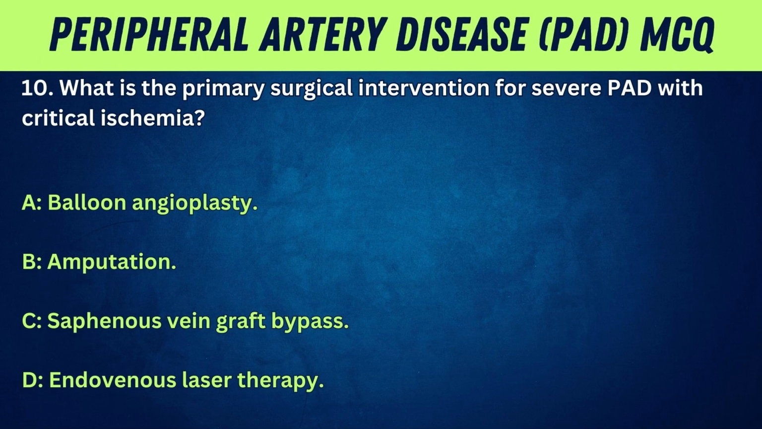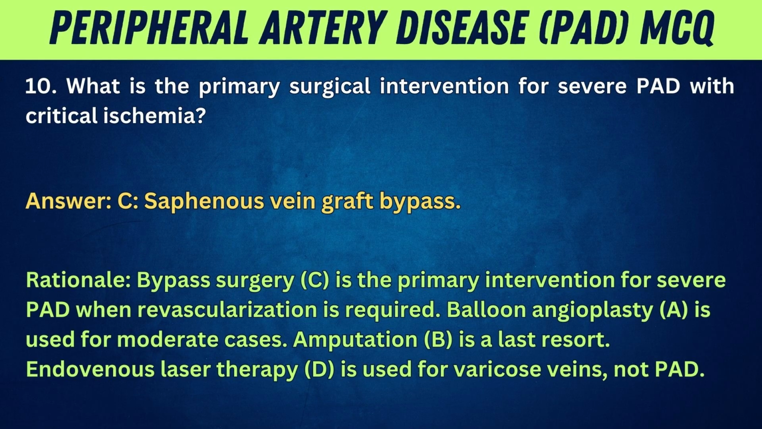10. What is the primary surgical intervention for severe PAD with critical ischemia? A. Balloon angioplasty. B. Amputation. C. Saphenous vein graft bypass. D. Endovenous laser therapy. Answer: C. Saphenous vein graft bypass. Rationale. Bypass surgery, C, is the primary intervention for severe PAD when revascularization is required.